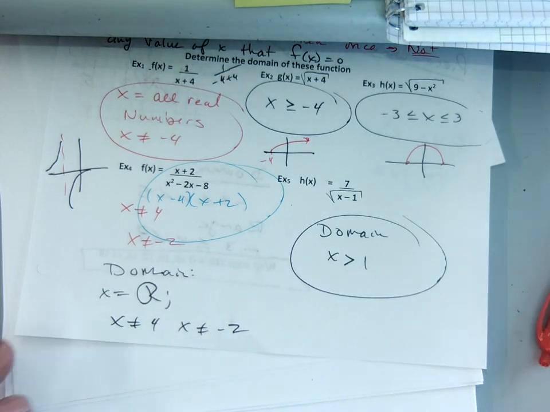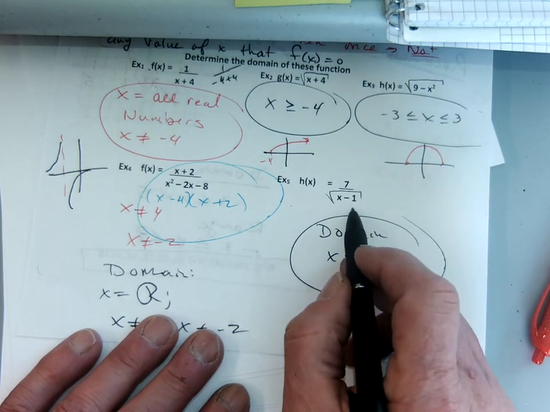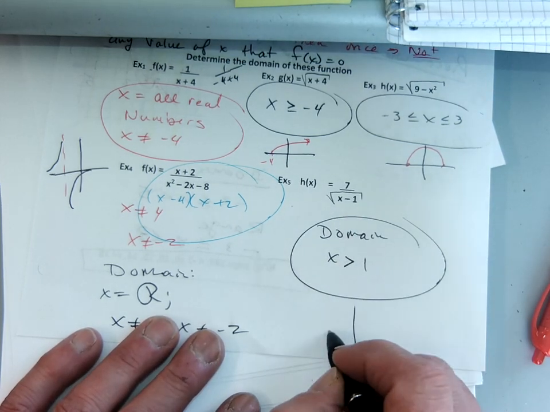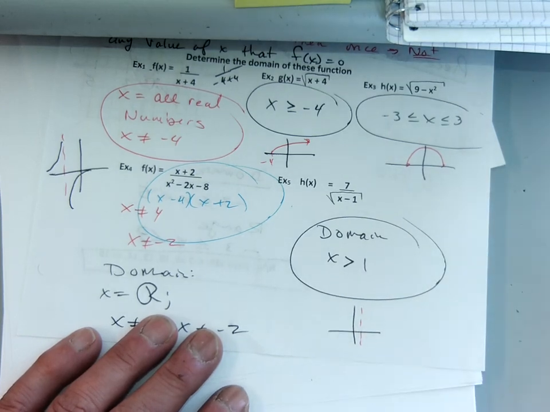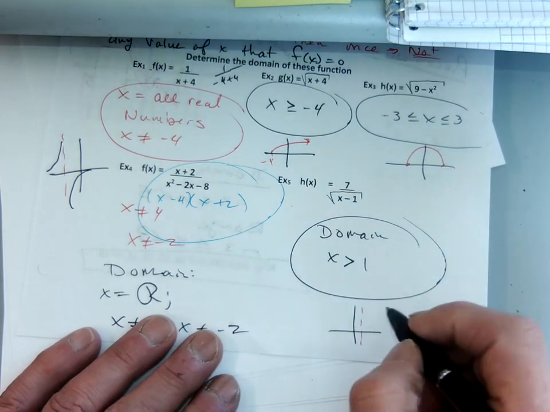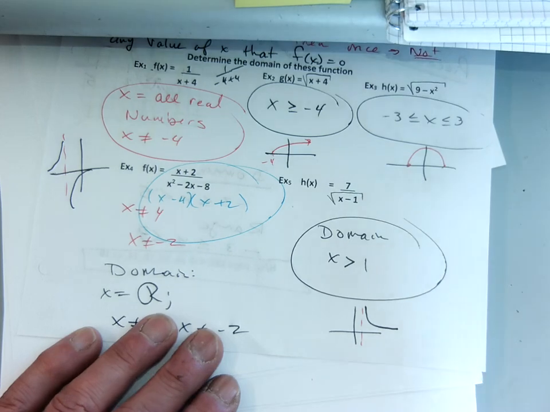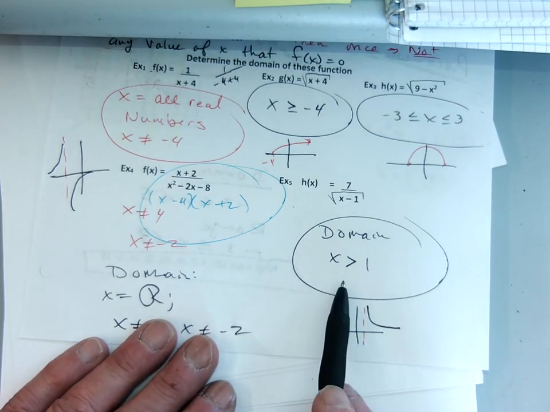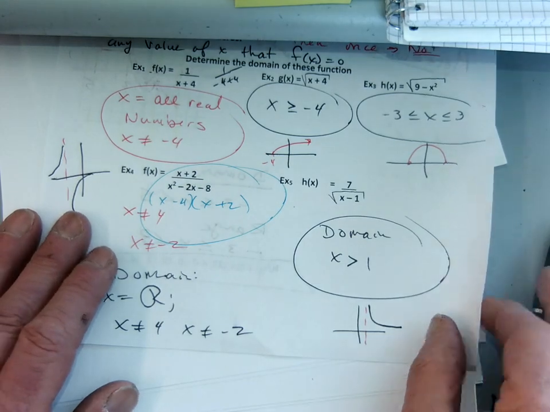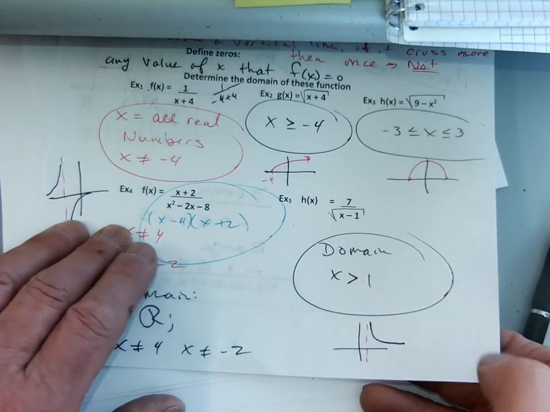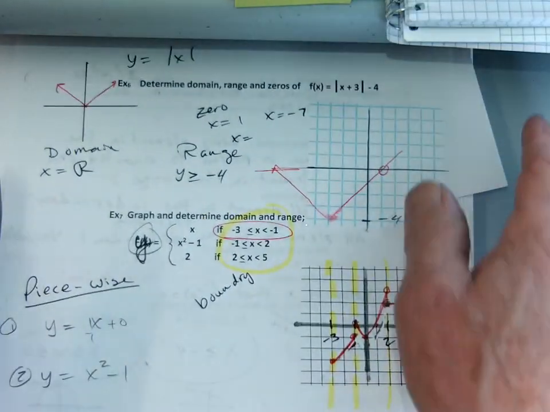And 7 is a little bit of a weird one because you can't divide by 0 and it can't be 1. When you look at this graph, it seems to be kind of like an asymptote at 1. And the graph looks something like this. So it just goes, and so it's all of these values, but it can't equal 1, so x is greater than 1, okay?